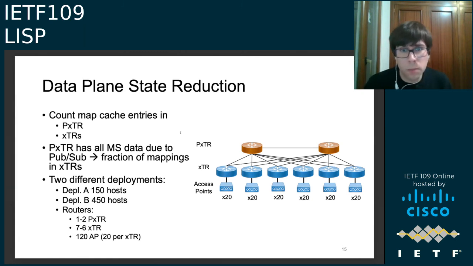And we have data from 2 deployments. You can see here the topology, which is quite simple. I'm not showing the underlay for clarity. We have a deployment with 150 hosts and another one with 450 hosts. There are usually 2 proxies for redundancy, 6 XTRs, and approximately 20 access points per XTR. Next slide, please.